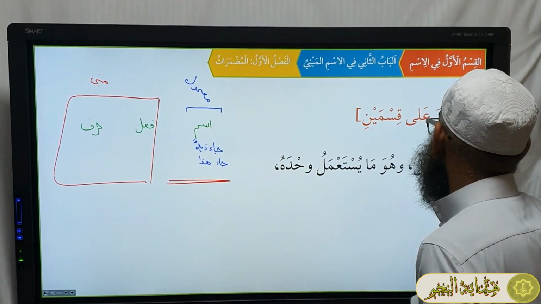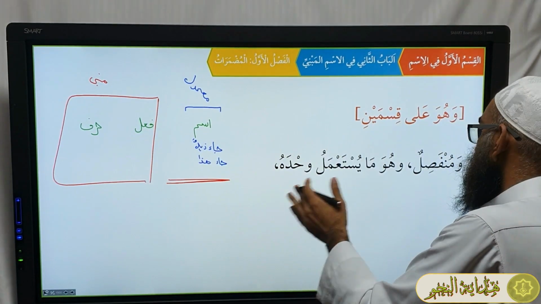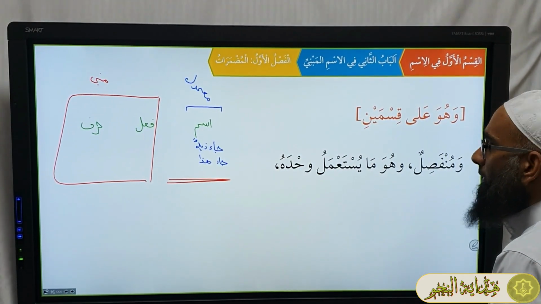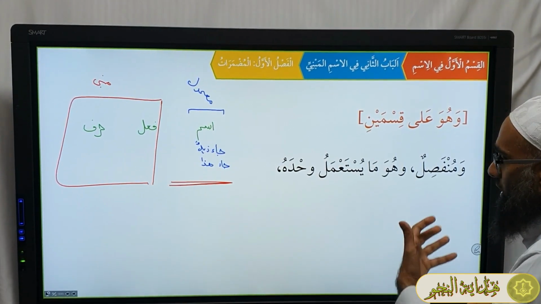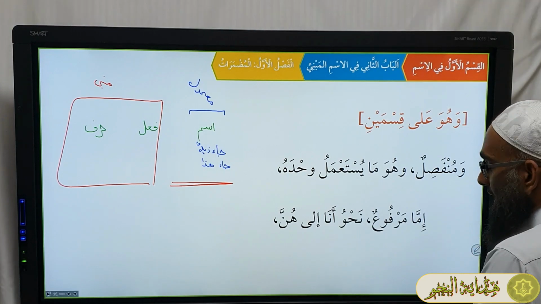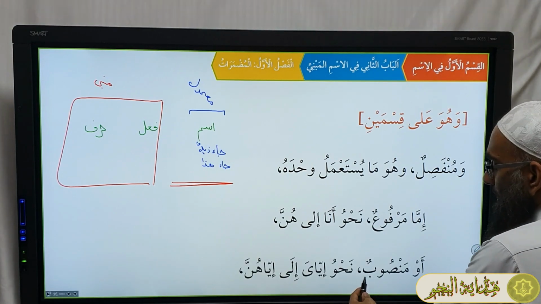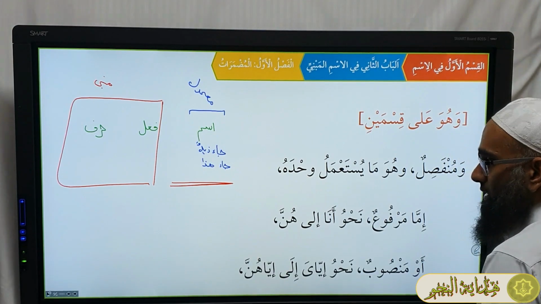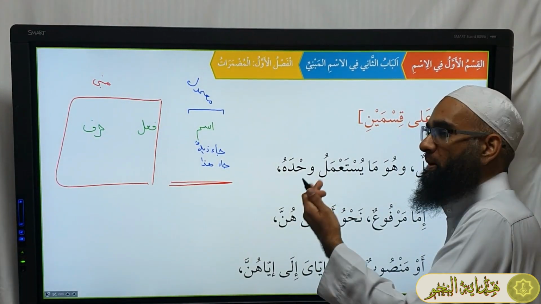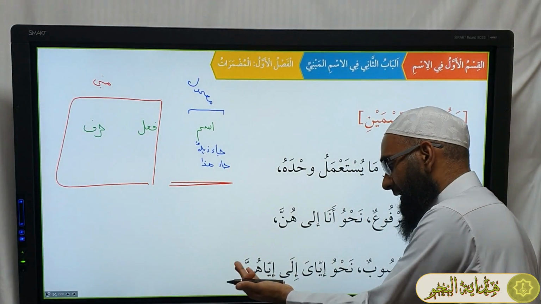Okay. So the next type of zamir is zamir munfasil. The zamir munfasil, wa huwa ma yusta'malu wahdahu, is that which is used on its own. Imma marfu'un nahu ana ila hunna, aw mansub nahu iyaya ila iyahunna. Zamir majroor does not occur on its own. So you have ana, huwa huma hum, hiya huma hunna, and iyaya ila iyahunna.